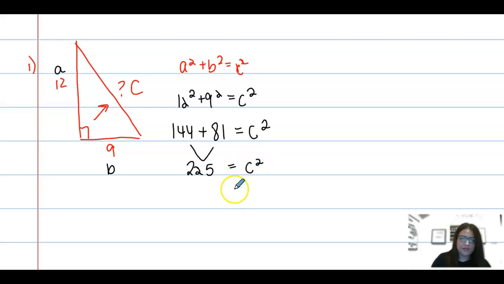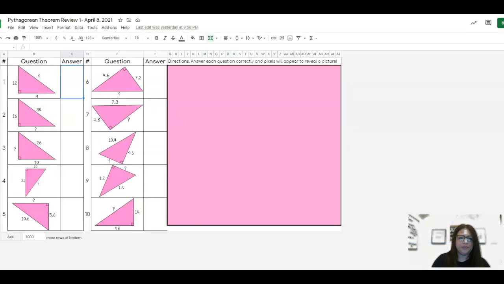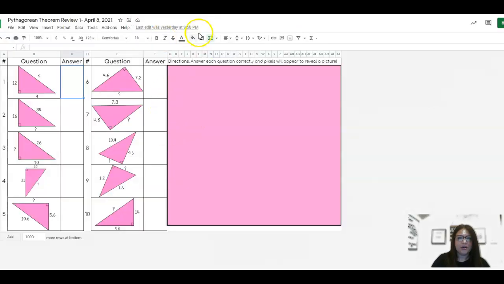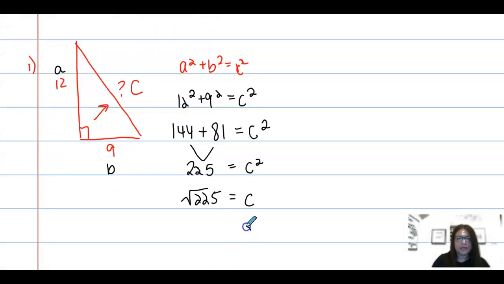Now this is our final step. We want to know just the value of C, so we're going to do the square root of 225 equals C, and we're going to type that into our calculator. So square root of 225, enter, and this time we get an exact number. So exactly 15. So that's it, we are done. That is our missing side length of the right triangle.